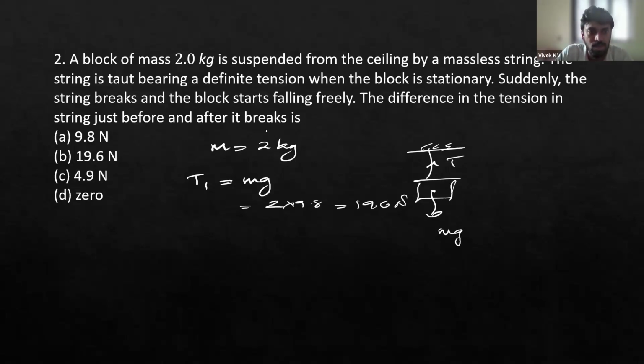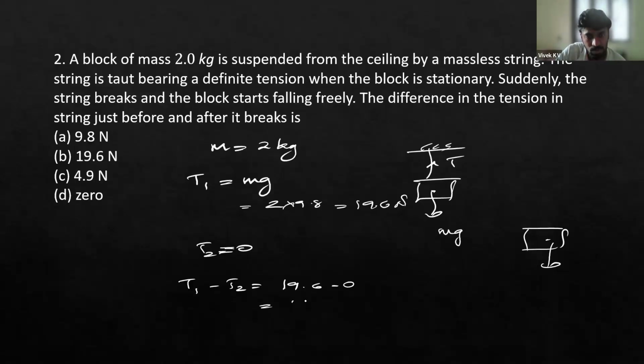After breaking, they have said that the string suddenly breaks and the block starts falling freely. During free fall, the acceleration at which the mass is falling will be equal to the acceleration due to gravity. So there will be no tension. The tension in the string after breaking, T2, will be equal to 0 because it is under free fall. So the difference in tension just before and after it breaks will be T1 minus T2, which is 19.6 minus 0, which is 19.6 Newton. So the answer is option B, 19.6 Newton.